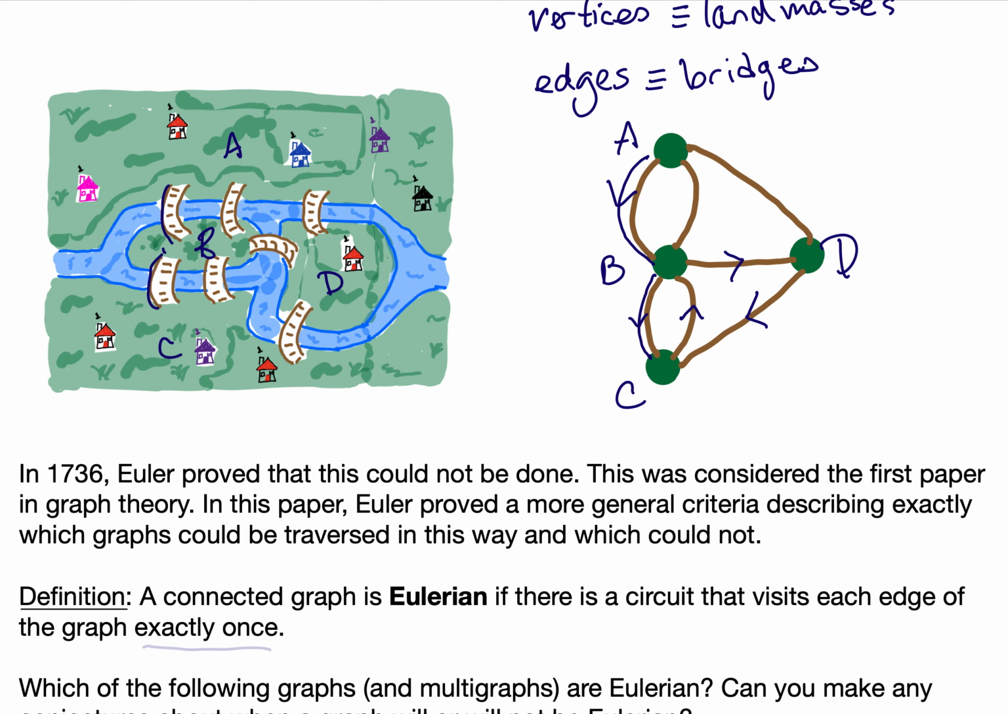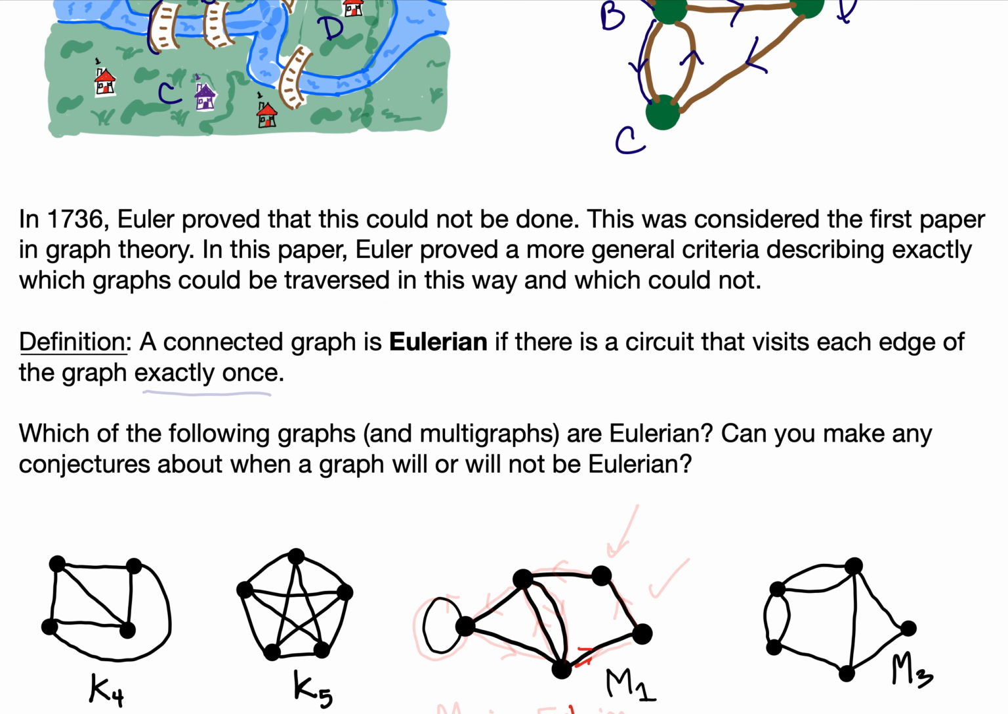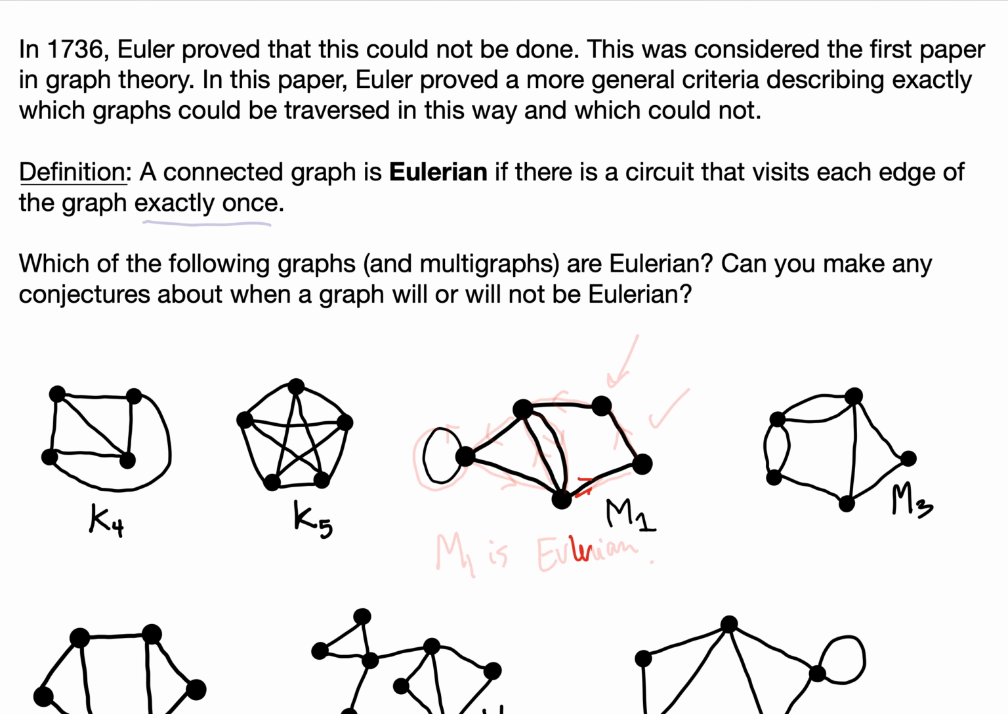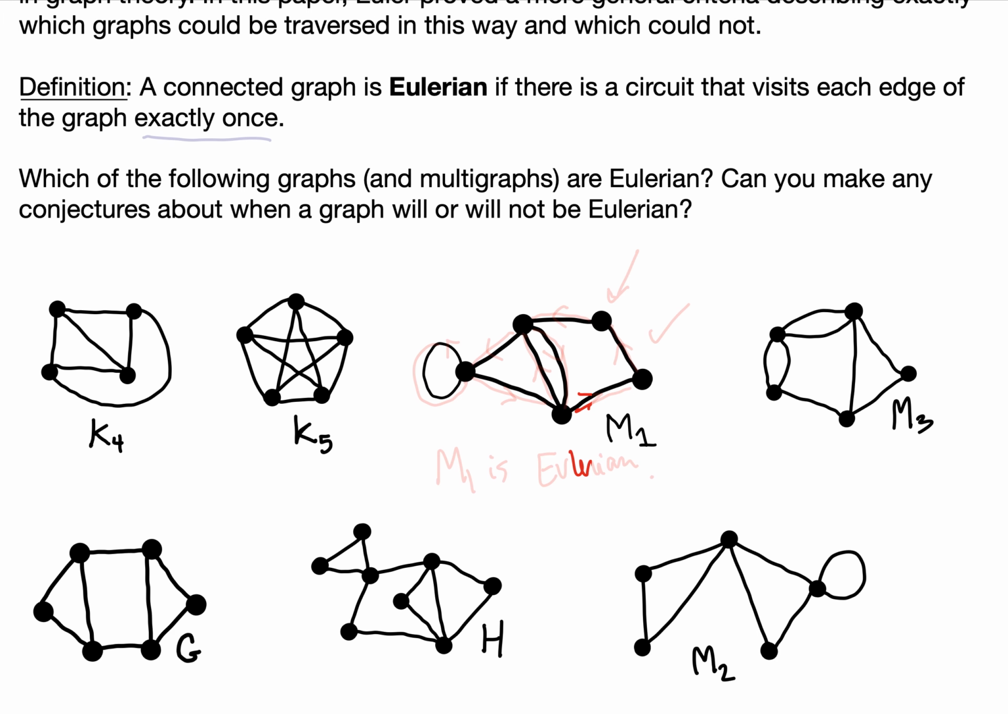So here's a definition. A connected graph is Eulerian if there is a circuit that visits each edge of the graph exactly once. Remember that a circuit, by definition, cannot revisit edges. In other words, a circuit cannot go over an edge more than once. So this part of the definition, exactly once, is actually a little redundant. But anyway, a graph is Eulerian if the circuit contains every edge. That's the same thing in this case as going over every bridge.